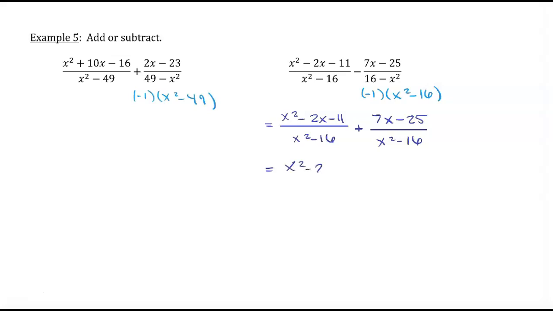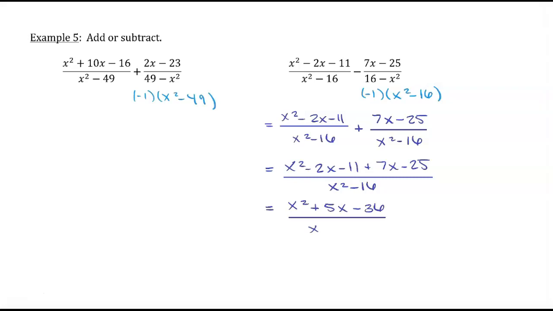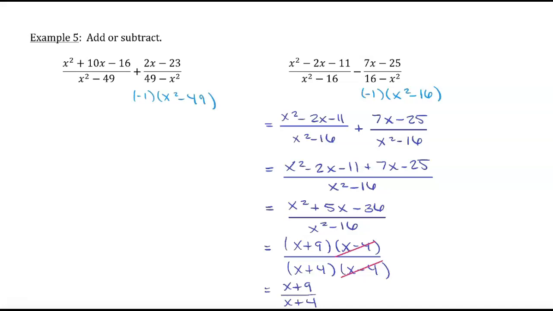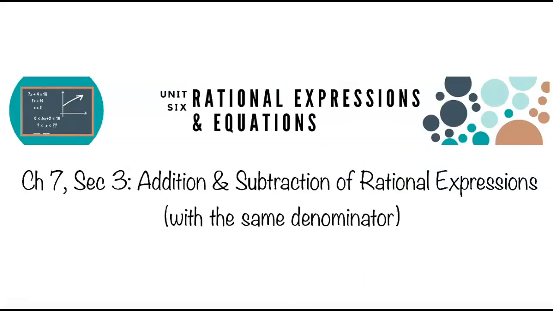We have x squared minus 2x minus 11 plus 7x minus 25, and our common denominator of x squared minus 16. Combining like terms, we have x squared plus 5x minus 36 over x squared minus 16. The numerator can be factored as x plus 9 times x minus 4. And being the difference of squares, the denominator factors as x plus 4 times x minus 4. And simplifying, we are left with x plus 9 divided by x plus 4. And that will conclude this lecture video on adding and subtracting rational expressions that already have the same denominator.